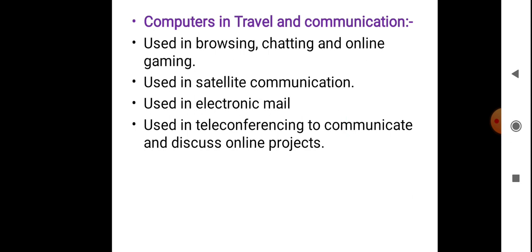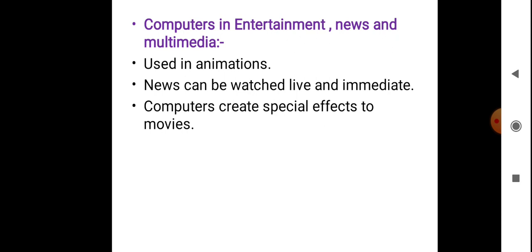Okay. Next, computers are used in entertainment, news and media. Computers are used for creating animations. News can be watched live and immediately. Whatever is going on at the spot can reach us even when we are not able to access those live incidents. Next, computers can create special effects for movies, that is, animations can be performed using computers. Nowadays, in every place, we use computers.